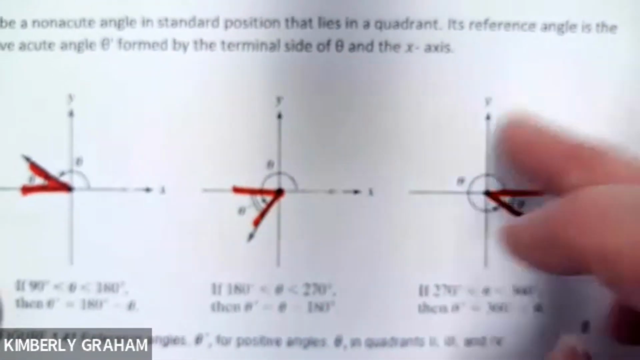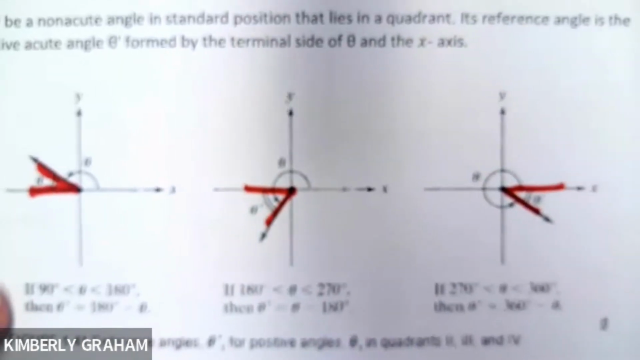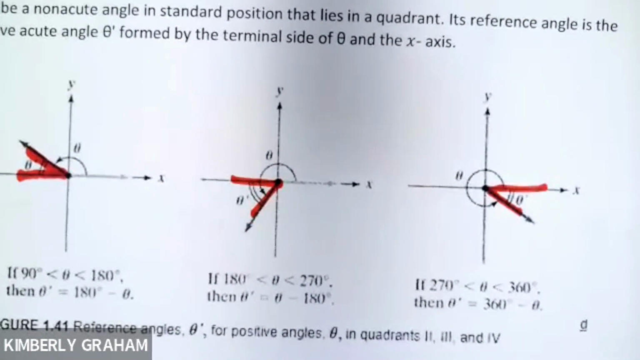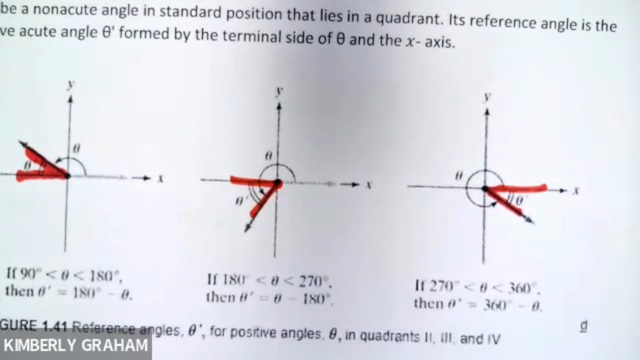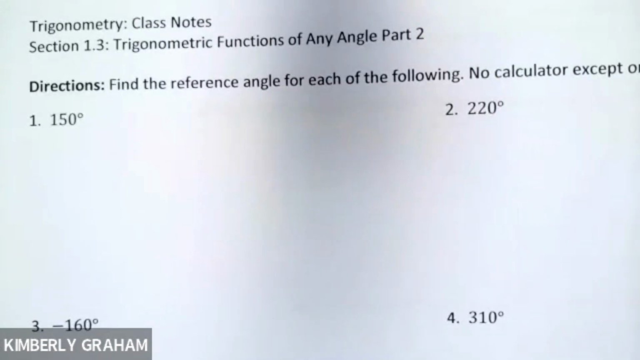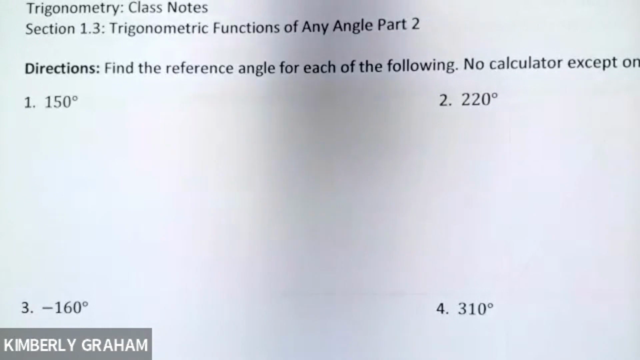Okay. Now, if you're in quadrant 1, you don't need a reference angle because that's an acute angle. That's what we did in the last chapter when we were working with angles in a right triangle. But if your angle is not an acute angle, you need a reference angle in order to find your trig functions. So my next set of problems are just asking me to find the reference angle. And this is going to become the smaller part of a bigger problem that we're going to have later on in the handout.